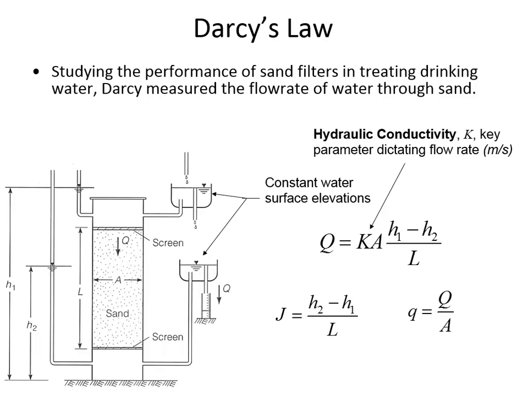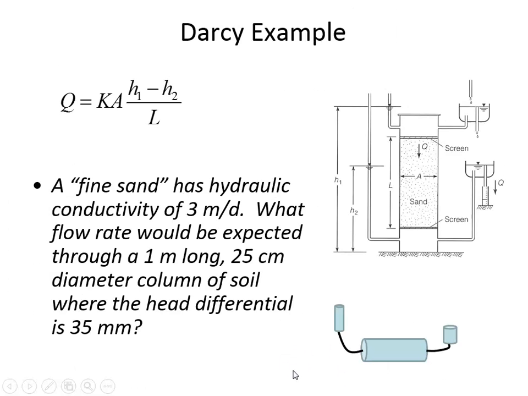Sometimes we refer to the slope of the water head as this variable J, and Q is a flux. It's the flow per unit area, lowercase q. So Darcy's flux can be calculated as that. All right, so let's do an example here applying Darcy's law.